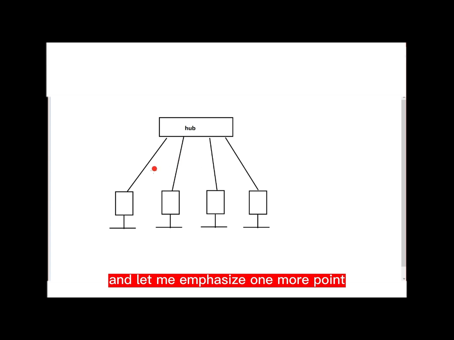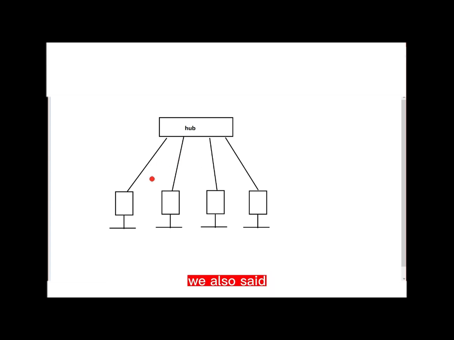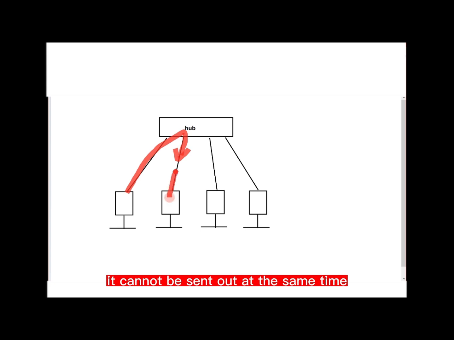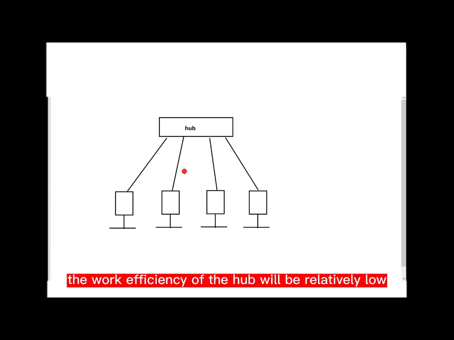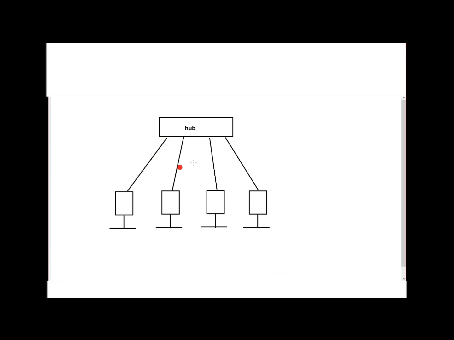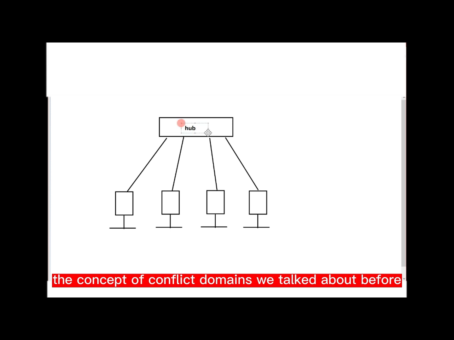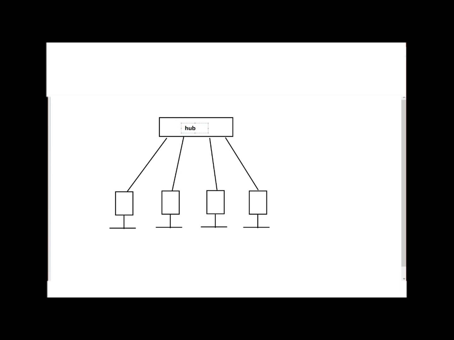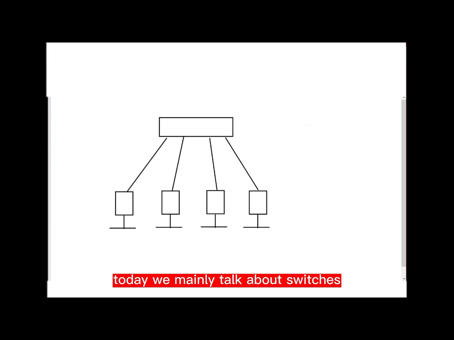And let me emphasize one more point. We also said, if the data sent by PC1 is now sent to PC2 here, it cannot be sent out at the same time. Data conflict. Therefore, the work efficiency of the hub will be relatively low. The concept of collision domains we talked about before, we won't talk about today. Today we mainly talk about switches.